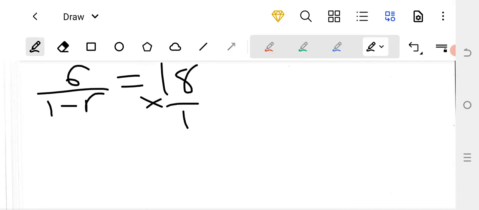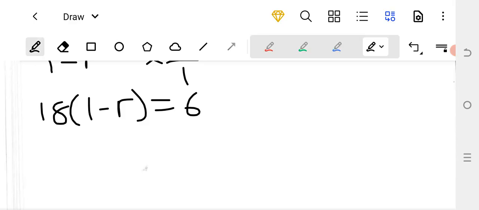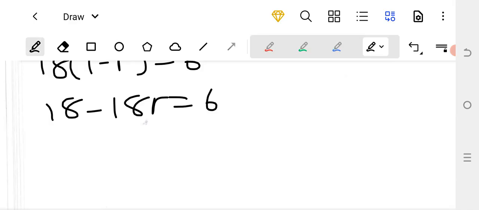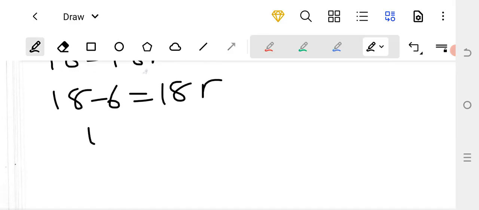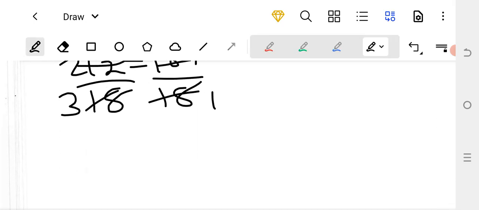Then it's going to become 18 multiplied by 1 minus r is equal to 6. 18 minus 18r is equal to 6. 18 minus 6 is equal to 18r. 18 minus 6 is 12, is equal to 18r. We divide by 18, we divide by 18. 18 can go into itself once. Which number can go into 12 and 18? 6 can go into 12 twice. 6 can go into 18 three times. For the first geometric progression, r is equal to 2 over 3.